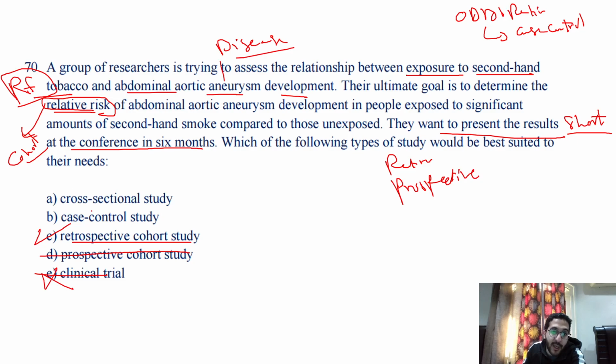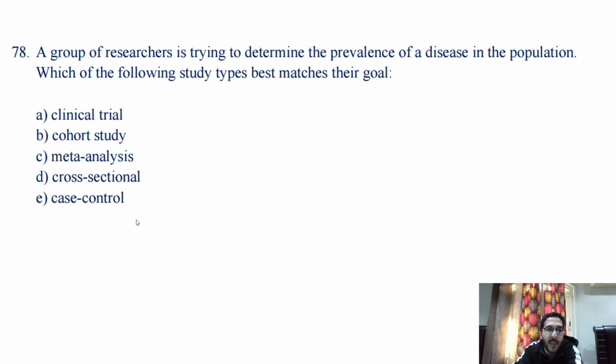It's not a clinical trial. Cross-sectional, no. It's not taking a picture of patients who smoke and already have abdominal aortic aneurysm. No, you will follow them in time in order to see them develop the abdominal aortic aneurysm. Case control, no. You don't start with the disease and go back to see the risk factor. That would be starting with abdominal aortic aneurysm and seeing if they did smoke in the past or not. That's it. Hopefully, it makes sense.